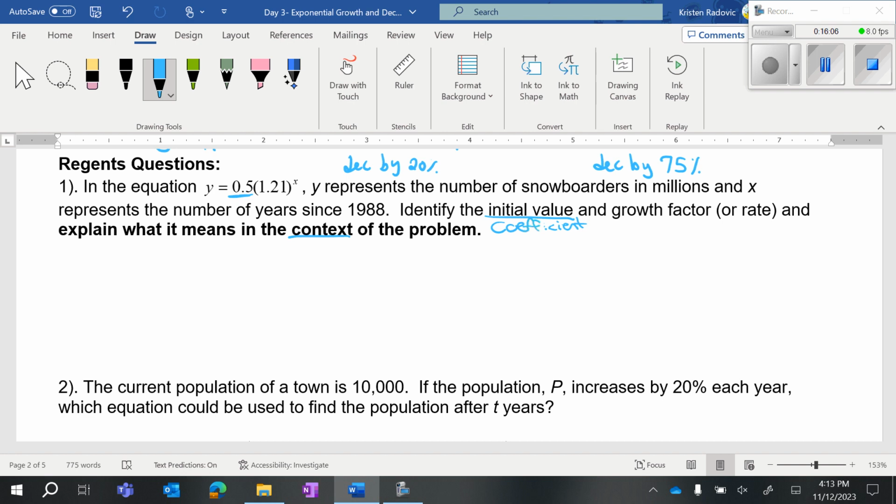Now, 0.5 snowboarders doesn't really make sense. You can't have half of a person. And if you read the problem carefully, it says the number of snowboarders in millions. So it doesn't represent 0.5 snowboarders. It represents 500,000 snowboarders. Now, you can either write 0.5 million, or you can say half of 1 million is 500,000 snowboarders.